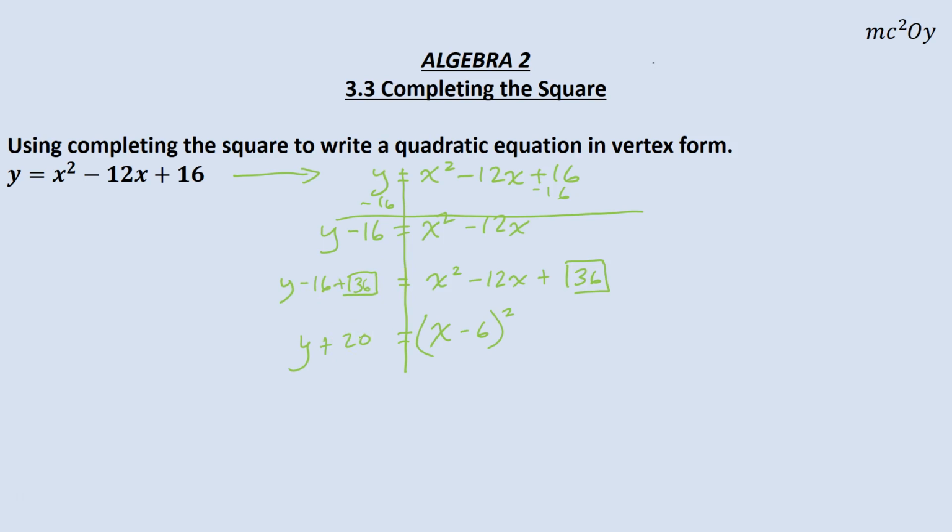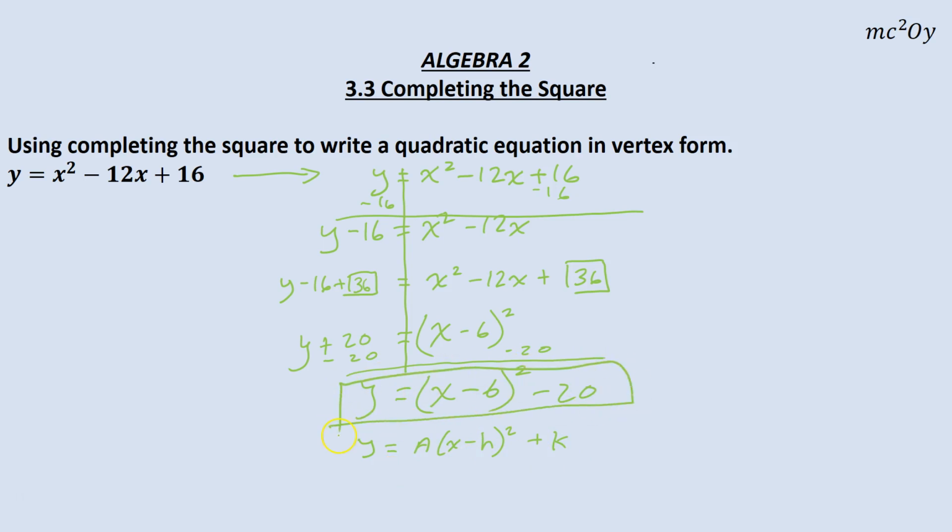Now just to get it to vertex form, just one more step. You move that 20 back over. So you have y equals x minus 6 quantity squared minus 20. Just subtract that 20 on both sides. And notice you now have it in vertex form. Remember, vertex form is y equals a times x minus h quantity squared, plus k. So h is 6, k is negative 20, a is 1. So we've got vertex form right there, and we are done. Good to go. All right, that's all I've got. Good luck.